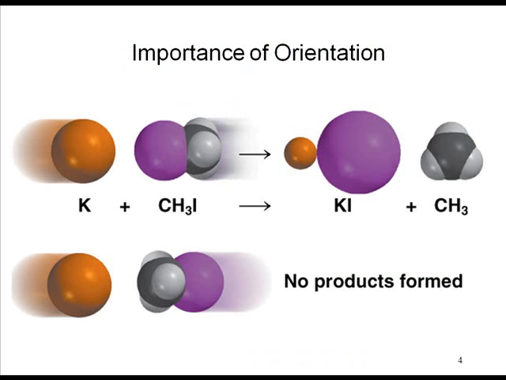Now, here's why the orientation is so important. Take a look. They look like almost billiard balls, which is a nice analogy for it. Notice the potassium and the methyl iodide have to be oriented in such a way that you effectively can pop off the CH3 molecule, kick it off the other side. Whereas if you have it the other way around, the CH3 portion blocks the potassium from getting access to the iodine, and therefore you'd have no reaction.